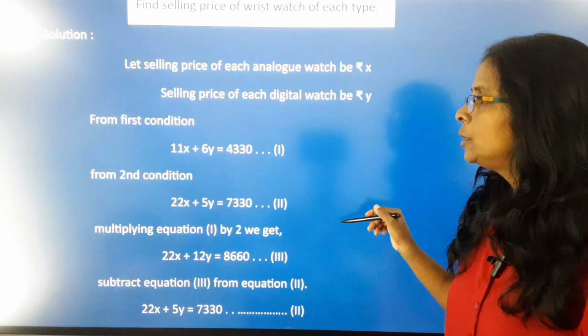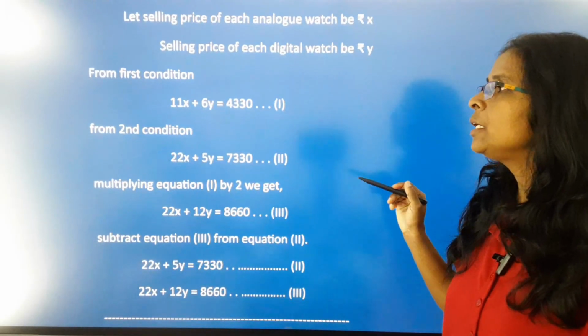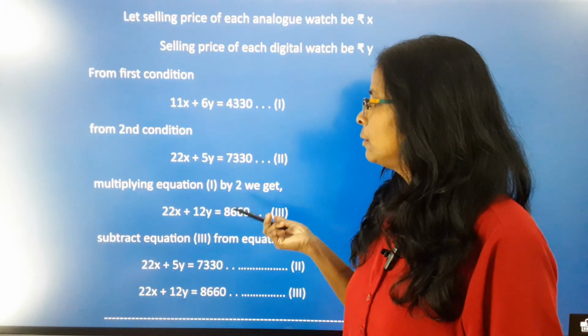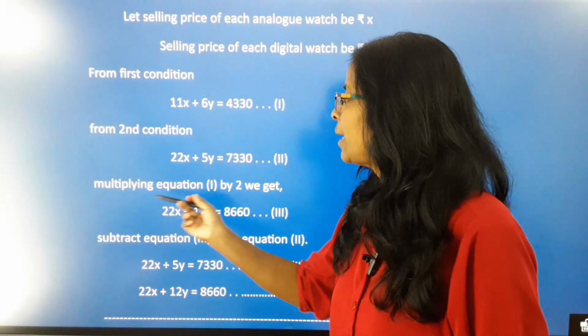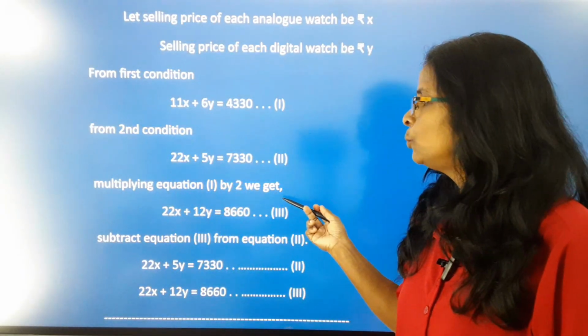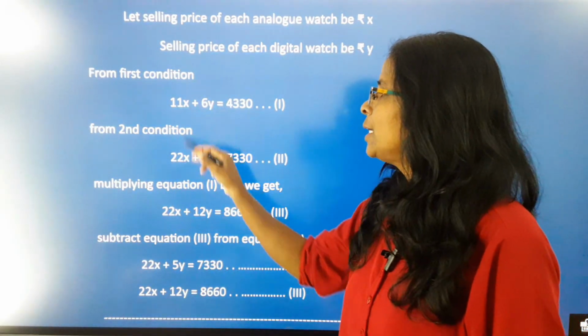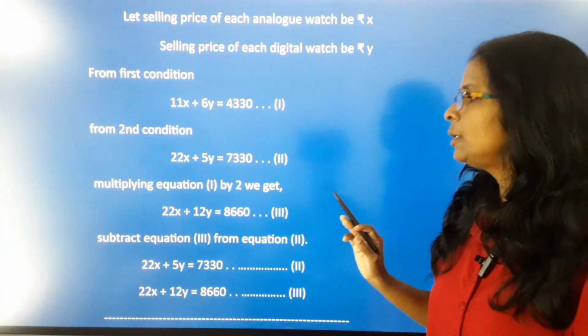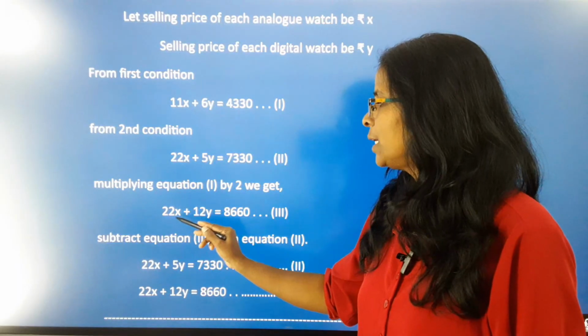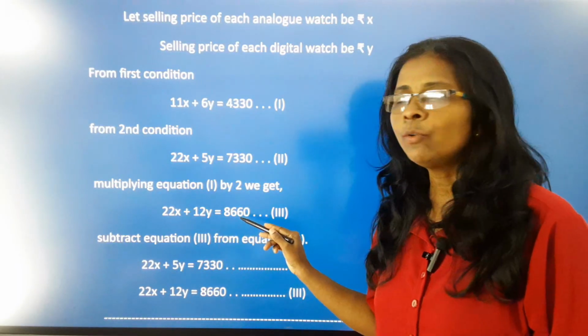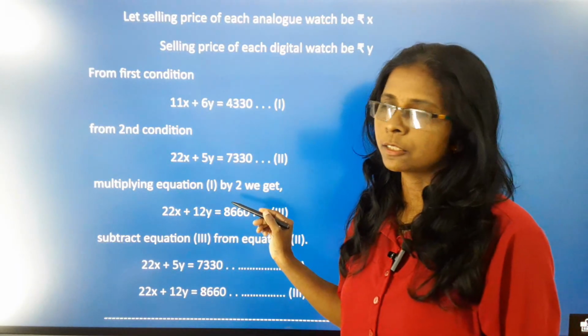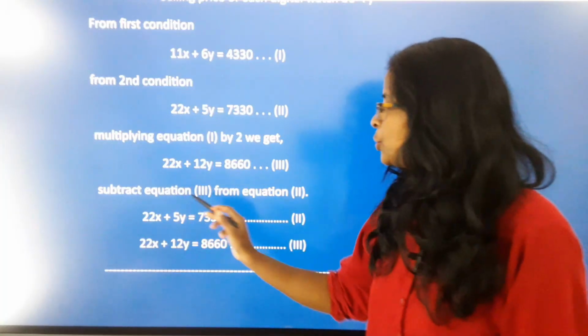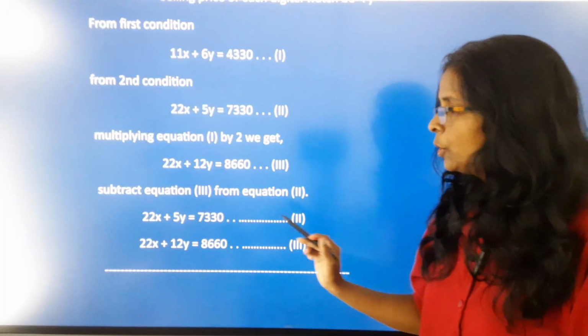Now, by the elimination process, we can apply that multiplying equation 1 by 2 we get, because x will be eliminated by multiplying equation 1 by 2. So 22x plus 12y is equal to 8,660. Subtract equation 3 from equation 2.